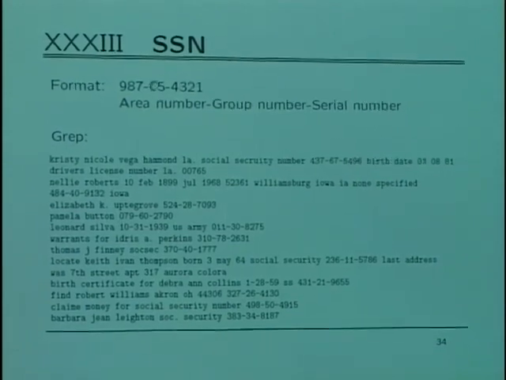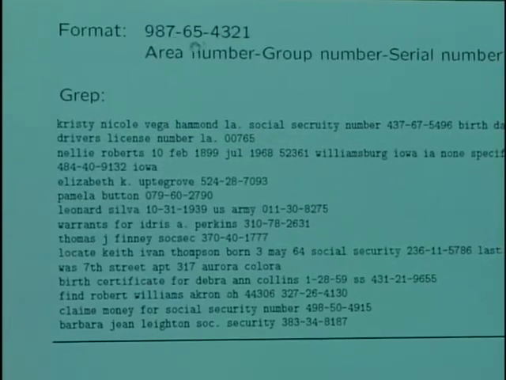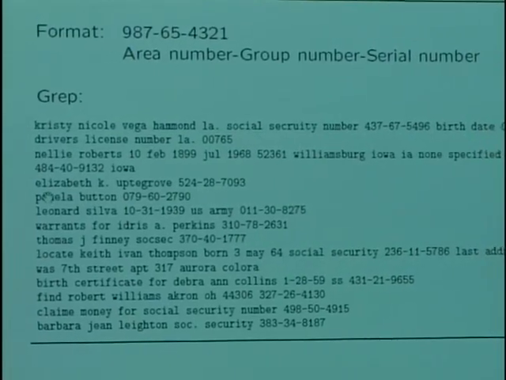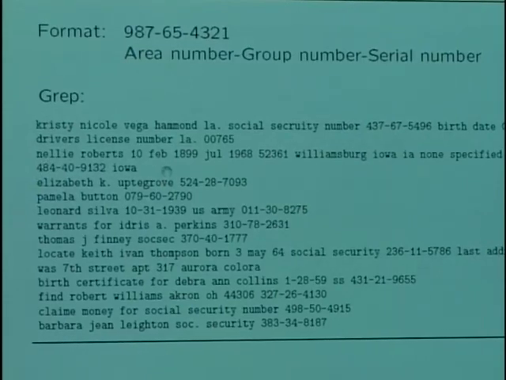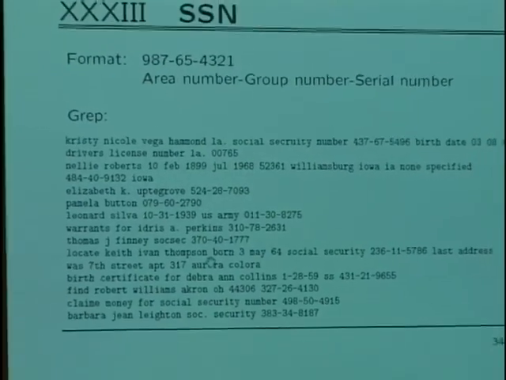Basically a number split in 3 parts, consisting of an area number of a predefined set, a group number, and a serial number. These are the results. There are queries with real social security numbers in the data, but you cannot be sure if that social security number actually belongs to the user who submitted it. These are false positives. Find Robert Williams or locate Kate Evan Thompson. So probably this is not the user who submitted the query.